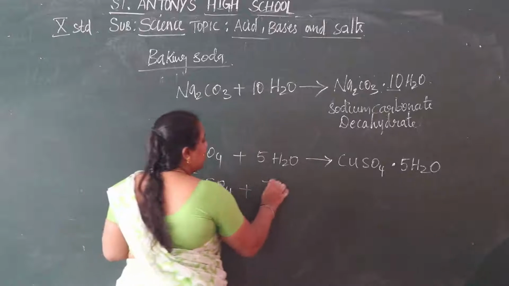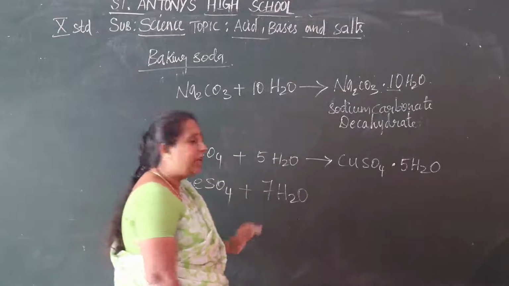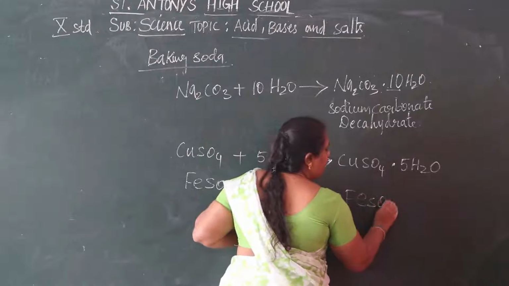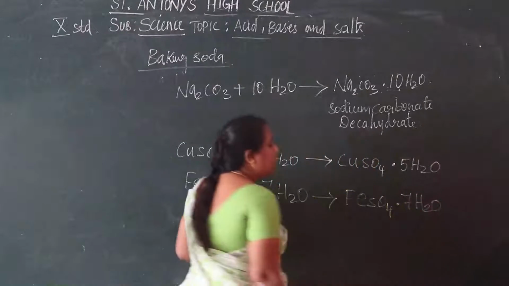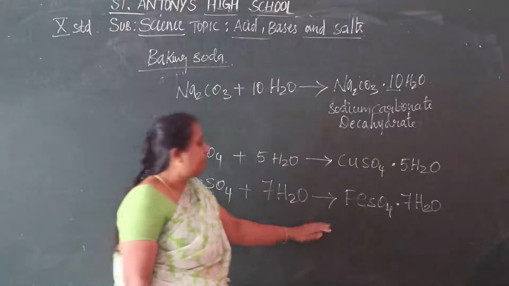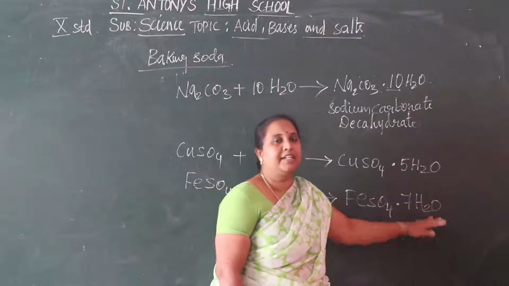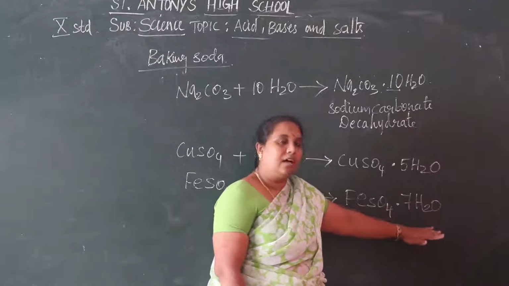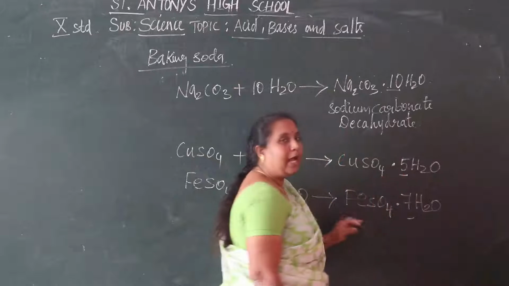FeSO4 reacts with 7H2O, seven water molecules, and gives FeSO4·7H2O. What is the name of this? Ferrous sulfate heptahydrate. Are you clear, children? 5 means penta, 7 means hepta.